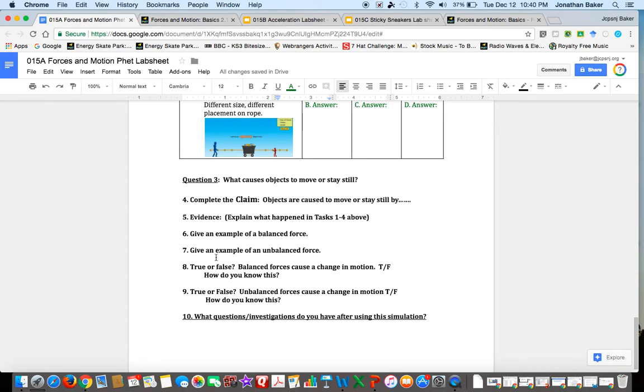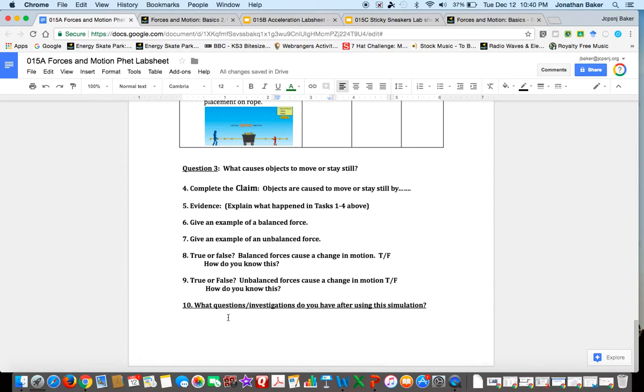For both 8 and 9, you can say true or false, but you also want to explain how do you know this, and that's where you want to use some of your evidence from your sim above to explain what proves that that is true or that is false, okay? Now for number 10, this is kind of like an extra credit deal here. What questions or investigations do you have after using the simulation? So this will be for some extra credit if you want to go ahead and explain, like, I'm curious what would happen if they pulled in this type of different way or whatever. Okay, so that's that.